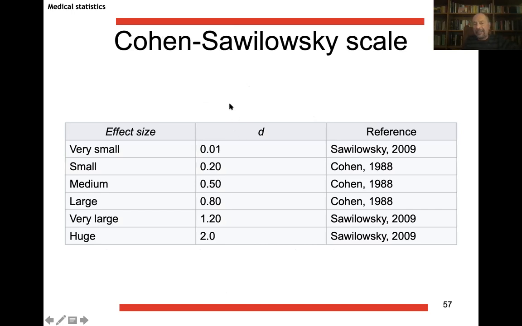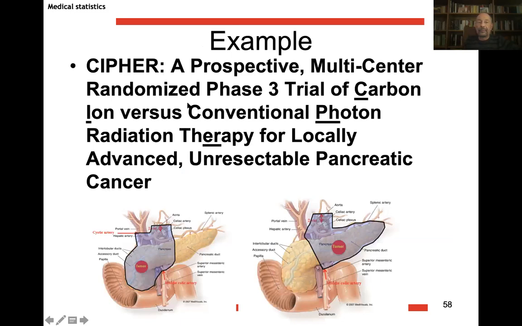Now the effect size, say using D, is divided into very small, small, medium, large, very large, and huge, depending on the D value. This is the so-called Cohen-Sawilowsky scale: 0.01, 0.2, 0.5, up to 2, which is a very large effect expected. So an example: this is a clinical trial that I contributed to design.